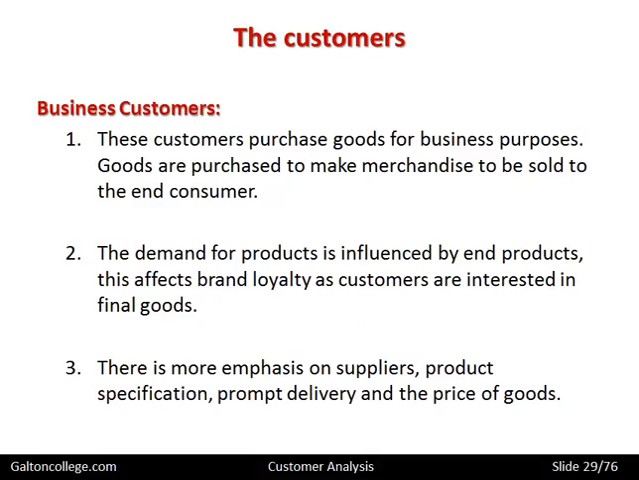Sorry, I jumped a bit too far ahead. There is more emphasis on suppliers, product specification, prompt delivery, and the price of the goods. With business customers, they are very keen to get the products according to particular schedules that have been agreed. It may not necessarily be just in time, as discussed elsewhere in other modules, but it may be that businesses want deliveries on a certain date because their production depends on it. So when one business buys from another, they are buying perhaps components that are going to be used in their own production processes, and they want it delivered on the time agreed. So there's greater emphasis on suppliers and on delivery.